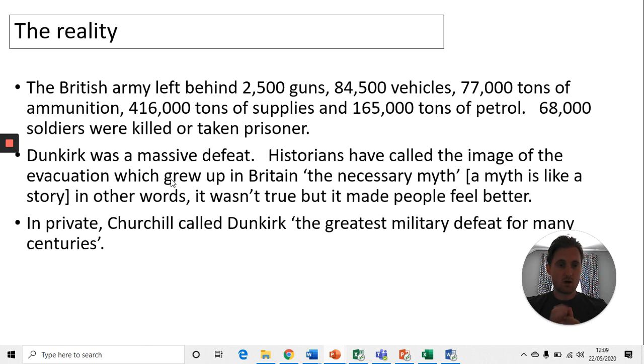So you need to weigh up your argument. Do you think actually it was a defeat? Or was it a success in a sense that Operation Dynamo managed to save hundreds of thousands of troops, allowed them to regroup, and ultimately, eventually, 5 years later, be successful in winning the war? And that is something that you can decide and weigh up yourself.